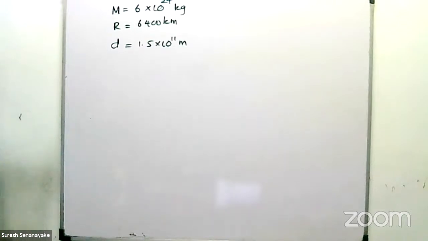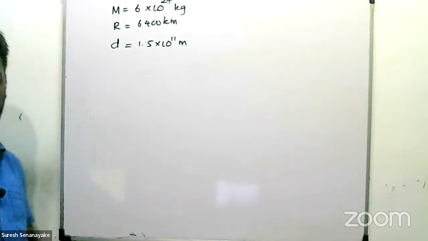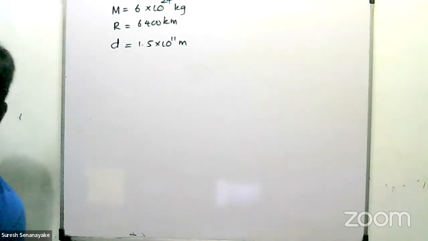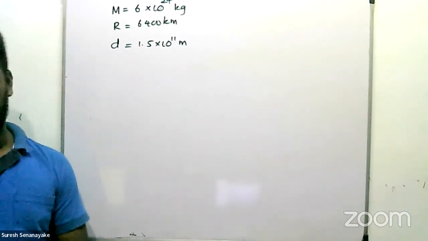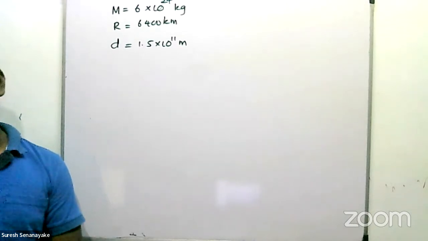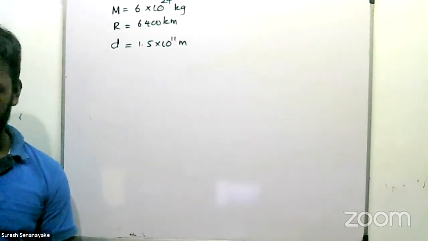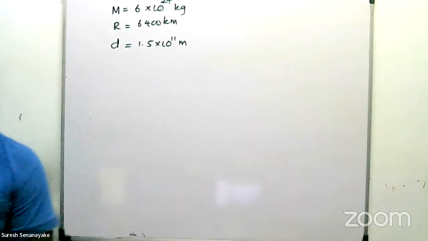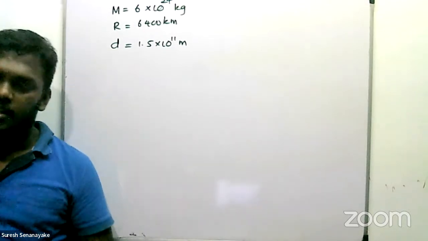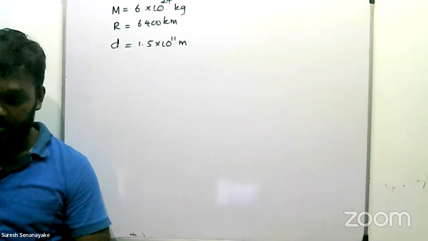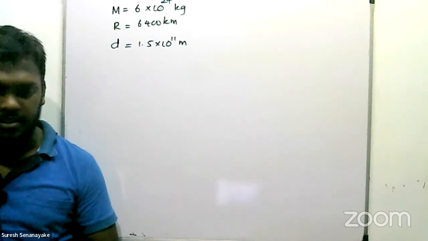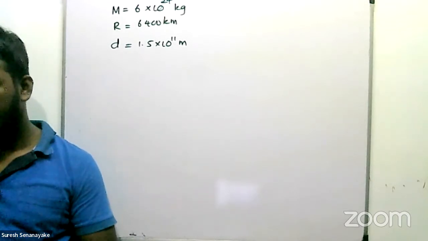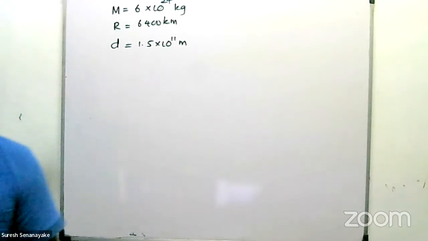Okay, now the time periods. For the Earth's rotation, it is 24 hours. You have to know this, right? The revolution of the Earth about the Sun is 1 year, that is 365 days. You need to know that. Remember.